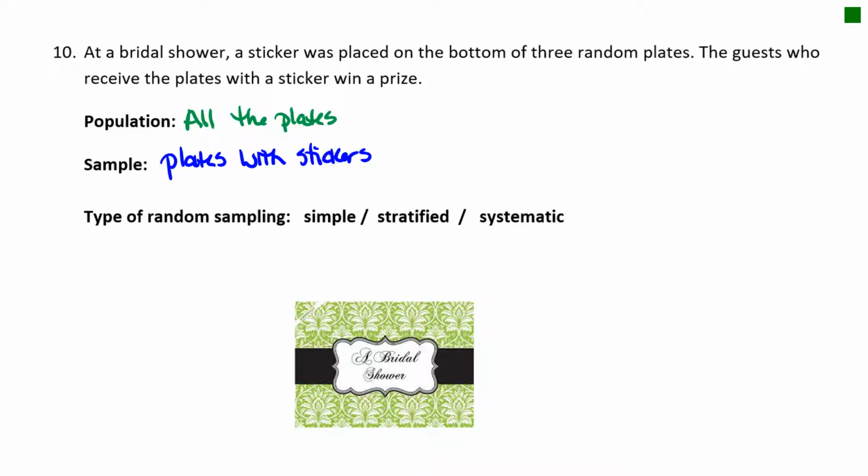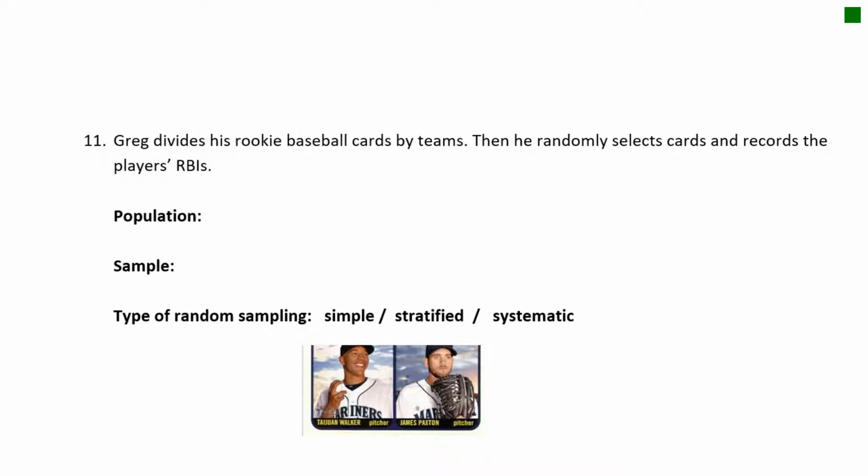And finally, how are we collecting this? Is it willy-nilly? Are we dividing them into groups? Or are we doing it every 5th person? You might think it's systematic because there are 3 random plates. But what happened was, they planned this bridal shower, they stuck stickers on 3 plates, and then they just passed the plates out. So it was a very simple collection of data. Just who got them.